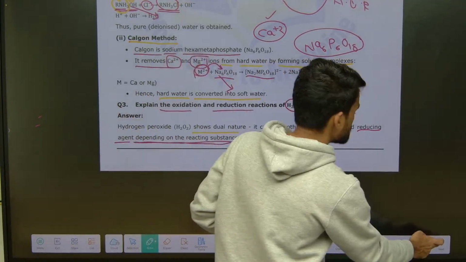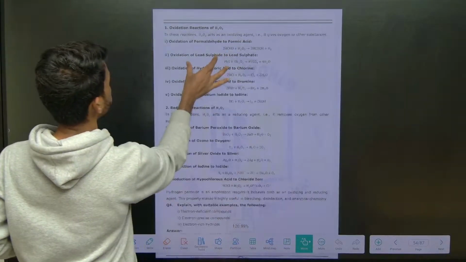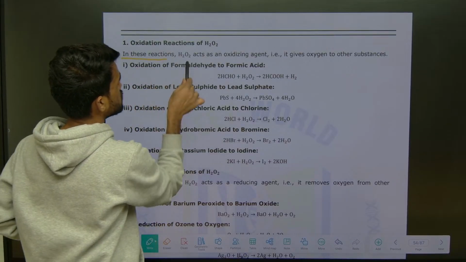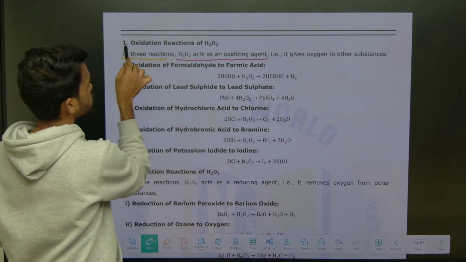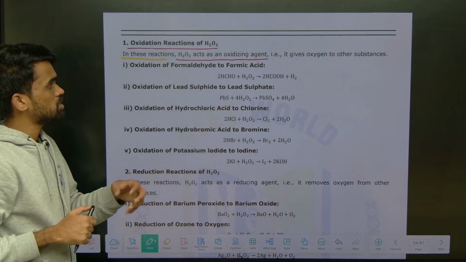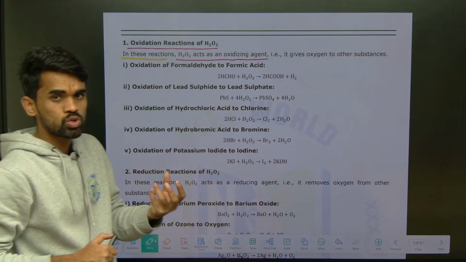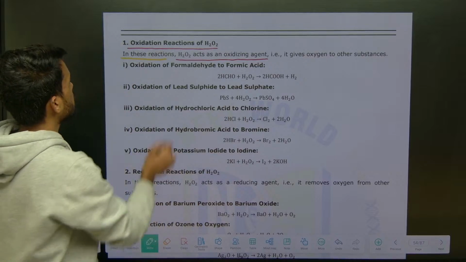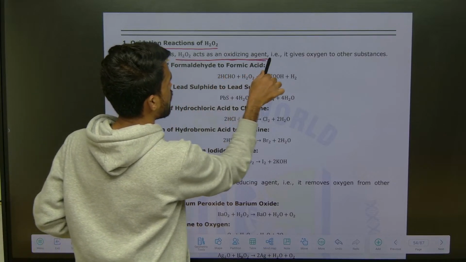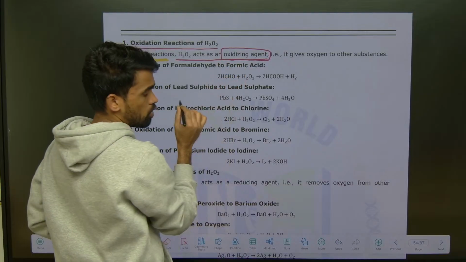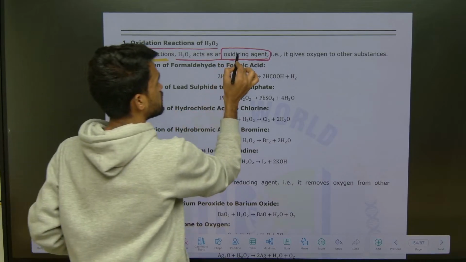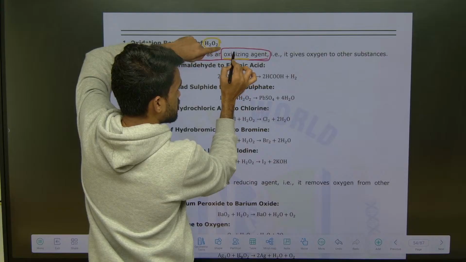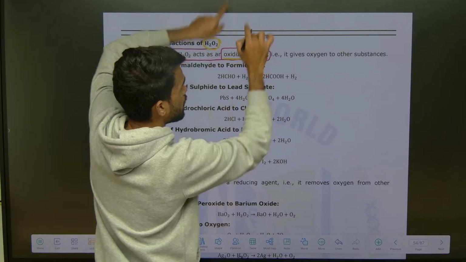The next point: first, oxidation reactions of hydrogen peroxide. Look at what they are saying. In these reactions, H2O2 acts as an oxidizing agent. So oxidation reactions of H2O2 means it is oxidizing others. It means H2O2 is undergoing reduction while oxidizing others. I hope you have clarity that an oxidizing agent is a substance that undergoes reduction and oxidizes others.